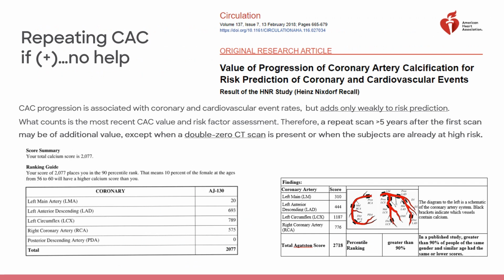The other question we get a lot about is, when do you repeat your calcium score? And the short answer is, if it's positive, never. And it's especially true if the score is high. So the calcified plaque is always there. It doesn't go away, even with medications.